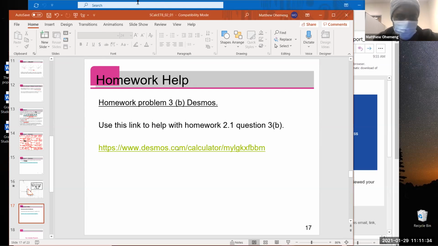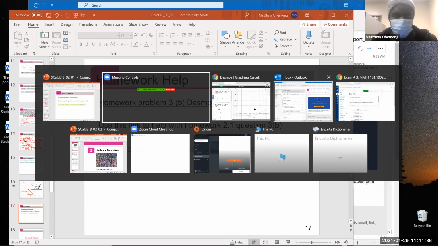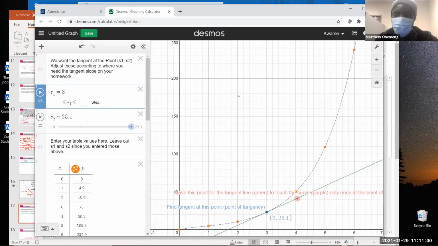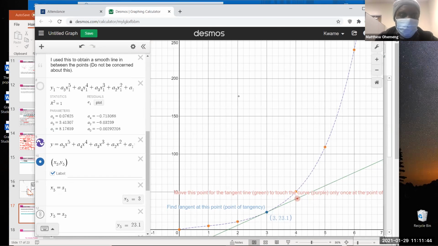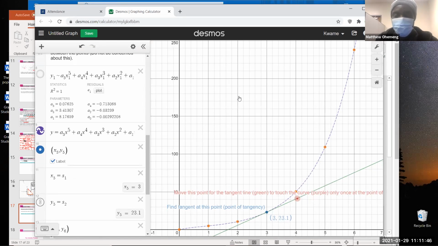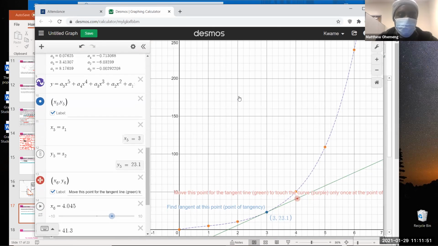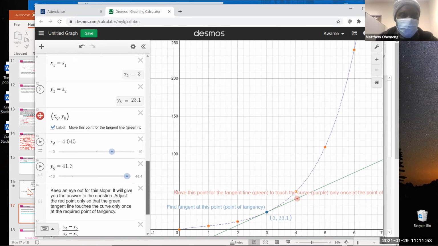So now let me go back to the Desmos. Please, can you see the Desmos? Okay, cool. So when you fill in the table, the smooth line will graph automatically. You don't have to be concerned about this. And then this will also be automatic. You don't have to worry about any of this.